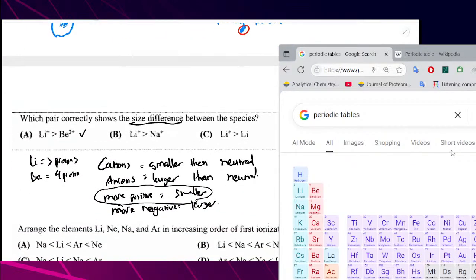Let's take a look at another question again. Li and Na. Let me think carefully about this question first before we move to another question. So the correct answer should be A, only the larger species first. I'm pretty sure it should be A.